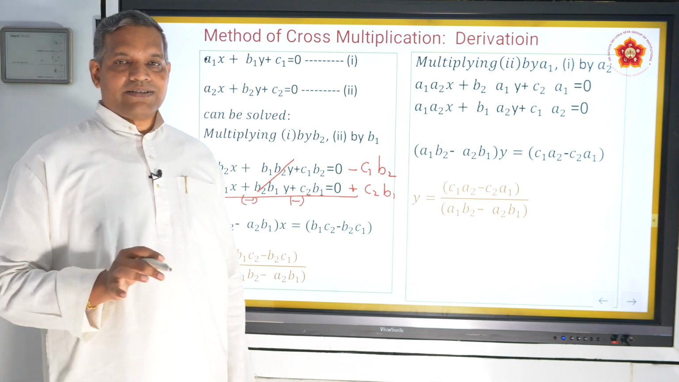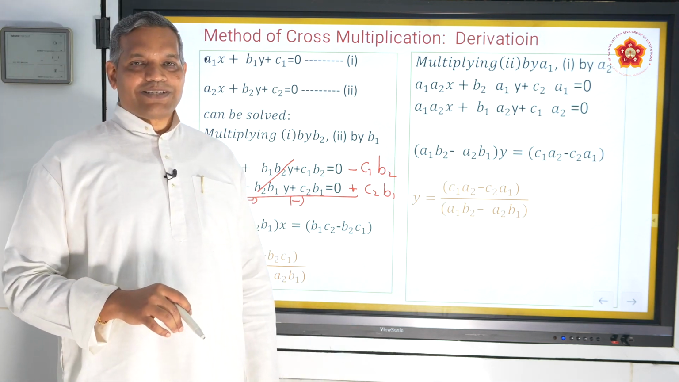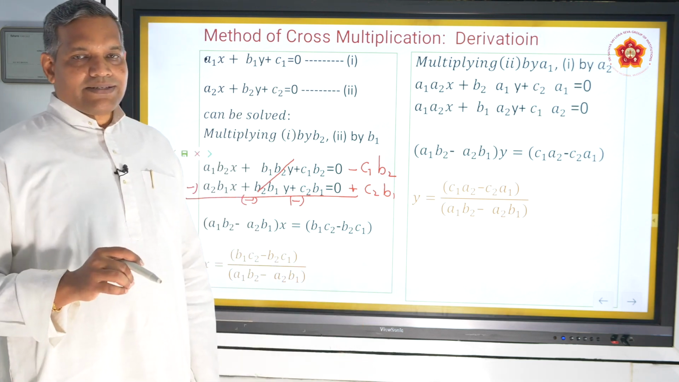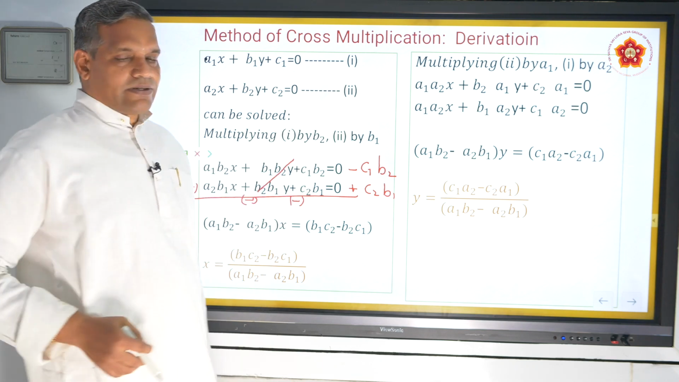Don't get a lot of tension. It's only the derivation part. This derivation part is not going to appear in your examination. I am just deriving for your understanding. I am going to give you the shortcut method of remembering all these formulae. Let's just finish that particular thing also.